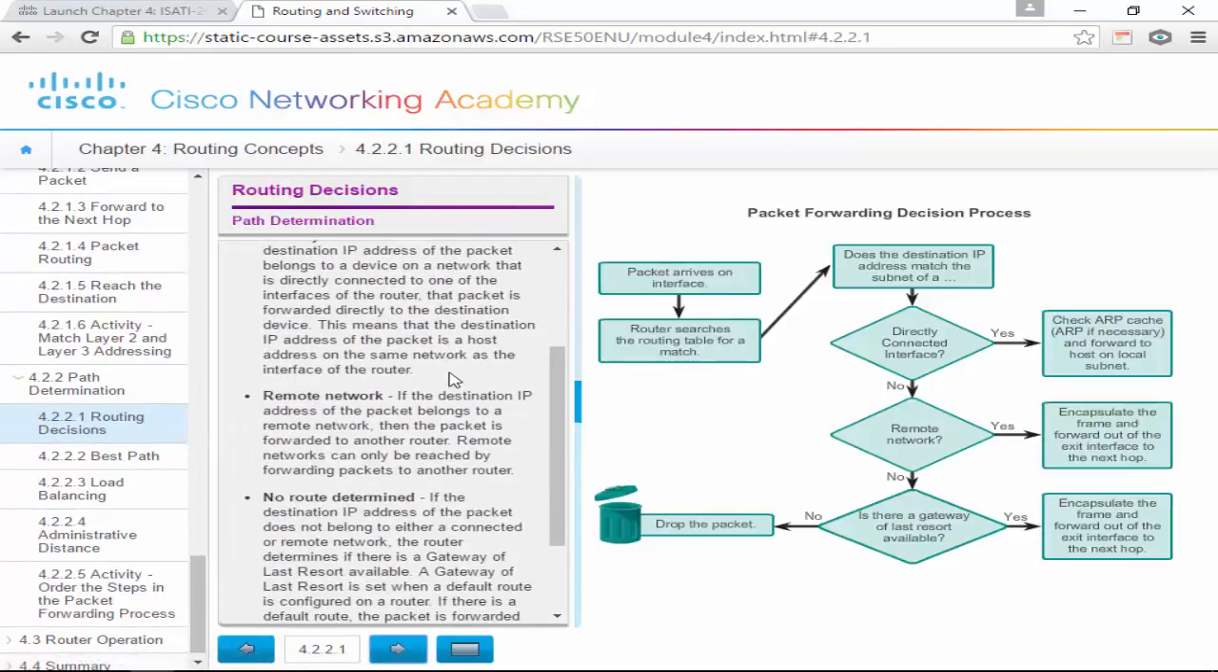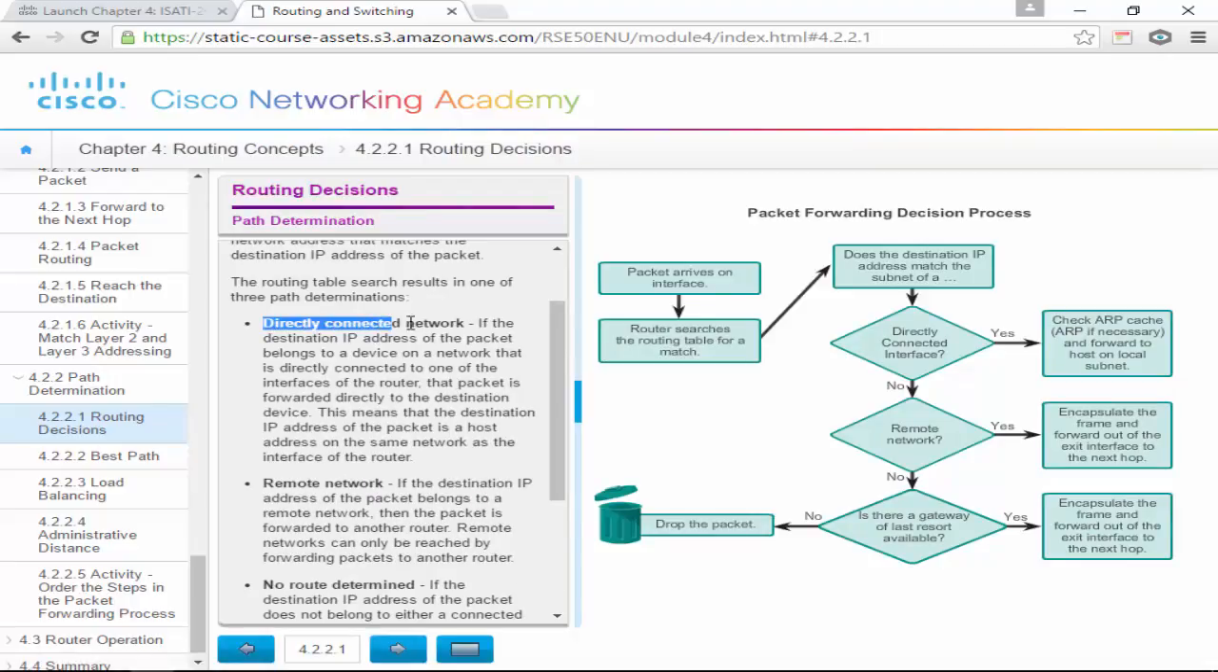Alright, so routing decisions. How does a router route to a network? Well, we've talked about directly connected, right? So directly connected is how it knows it because it's its interfaces. So if we have an interface here and an interface here, those are directly connected interfaces. So we know those ones.